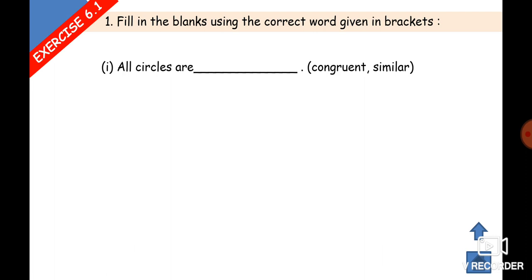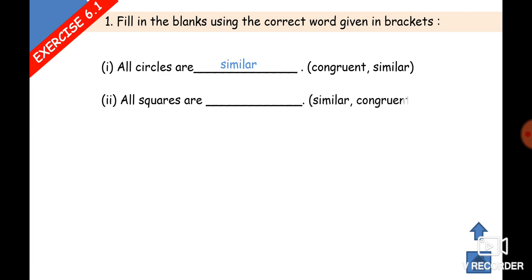Let's check the similarity. If I take the ratio of their radii, that is r1 upon r2, so r1 is 3, r2 is 5, 3 upon 5. Let's take the ratio of their circumferences. So first one is 2 pi r1 upon 2 pi r2, which will be again equals to 3 by 5. Therefore, right, we are getting proportion. Therefore all circles are what? Similar. I hope this is clear, right?